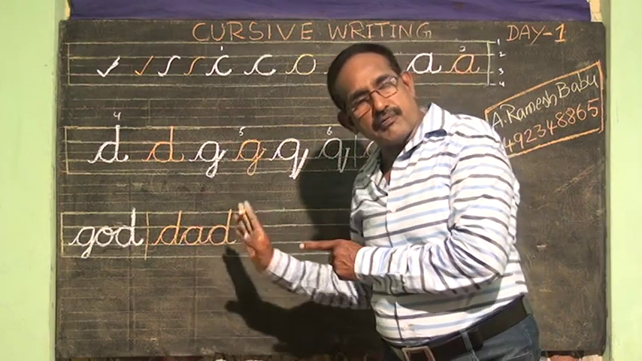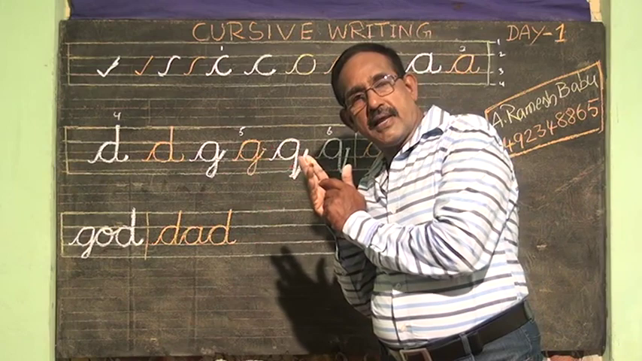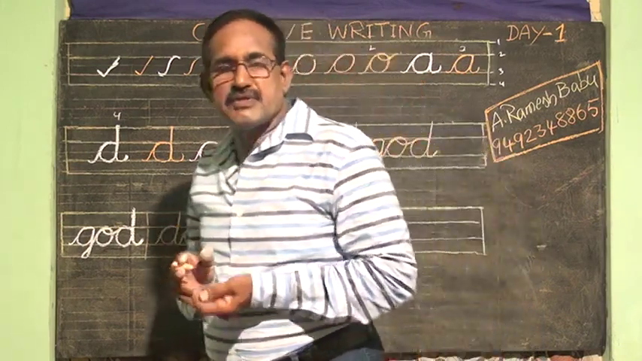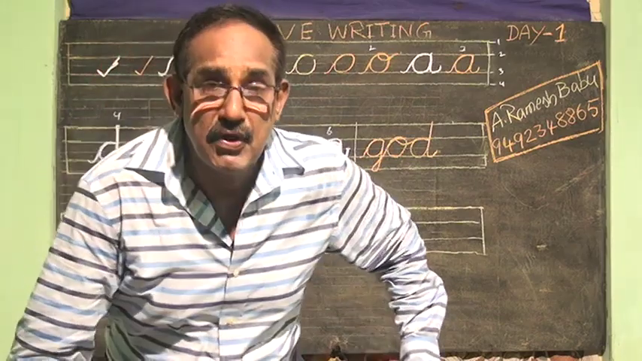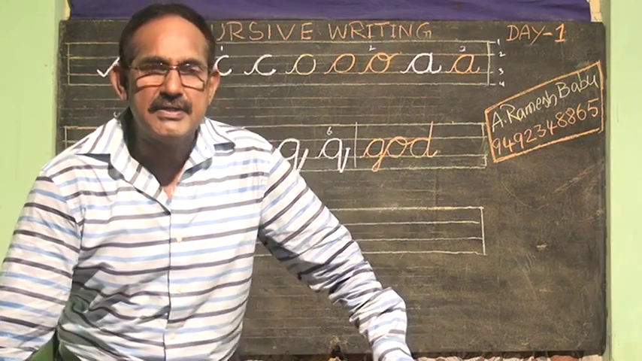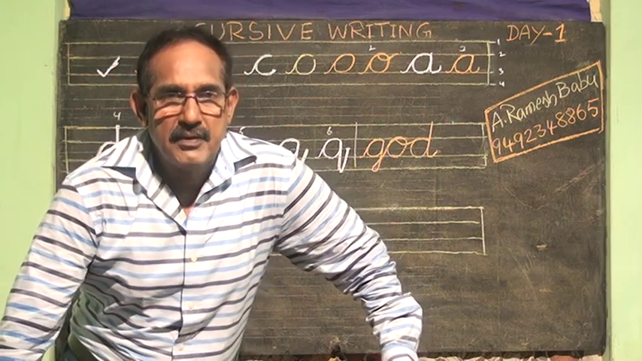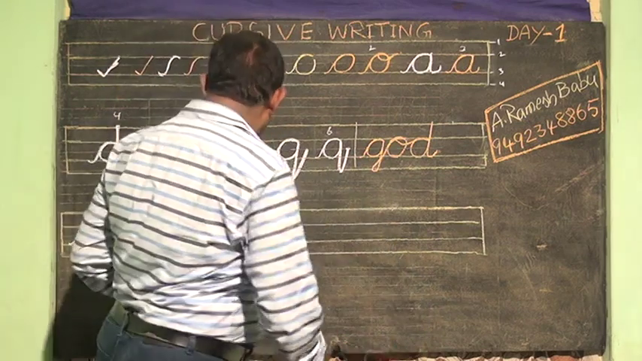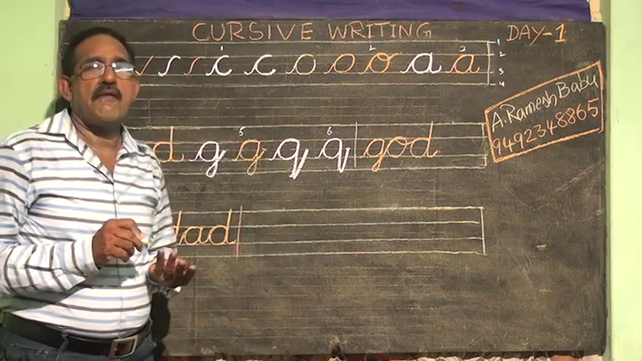After you know the alphabet, the writing of all letters, then you write in a slanting way. So cursive writing is based only on the slanting method. If you know all alphabet letters, capital letters and small letters, then you practice the slanting method. Then you can write very easily after that. Okay, Dad.